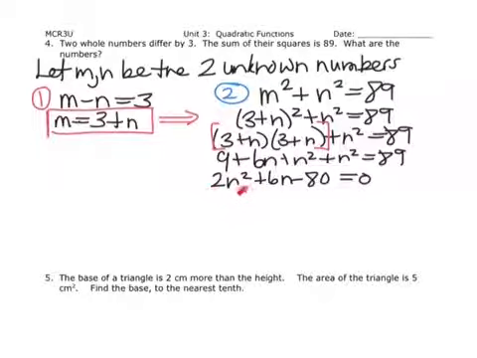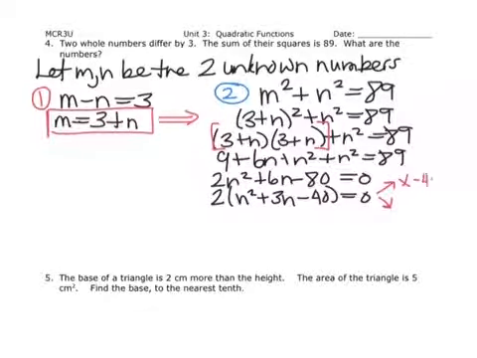I notice that there's a greatest common factor in all three of these terms, and that would be 2. So let's take out the 2 first. So we'd be left with 2, and then we'll have n squared plus 3n minus 40 equals 0. So now that we factored out the 2, our a value is 1, so we can actually use the shortcut of sum and product. So we're looking for two numbers that multiply to negative 40 and add to 3.